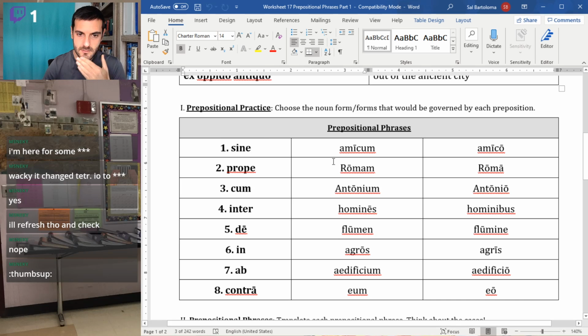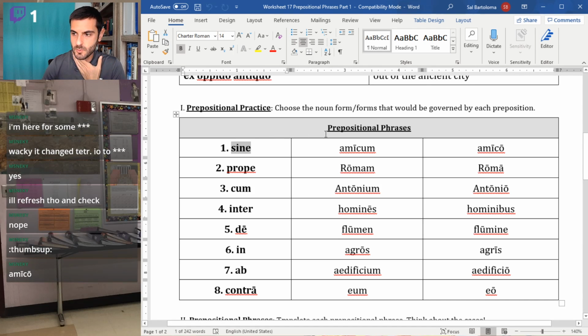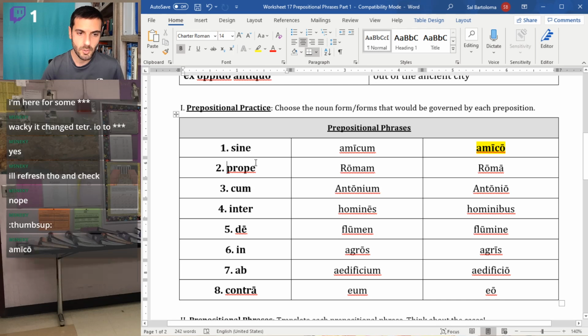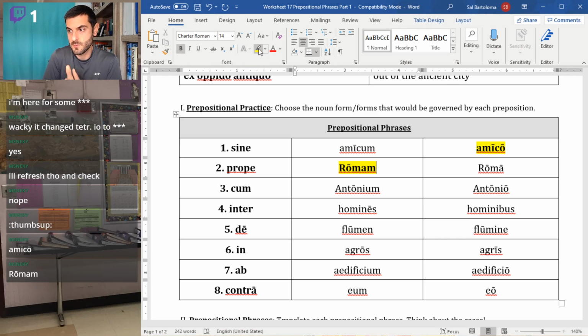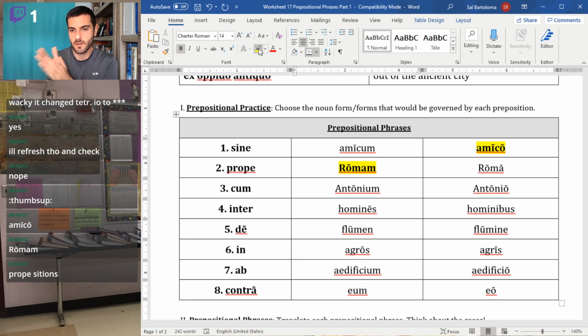Sine, right? Sine amicum, sine amico. Sine goes with the ablative case, so sine amico. I'll do all kinds of things. I'll bold it, I'll underline it. I think I'll bold it and I'll highlight it. I don't really like how underline works, especially with the autocorrect. Prope. Prope means near. Prope urbem, prope urbe, prope urbem. And those of you watching thinking, how do I know which one it takes? That's the vocabulary, that's knowing. Prope takes the accusative, sine takes the ablative. So without a friend.